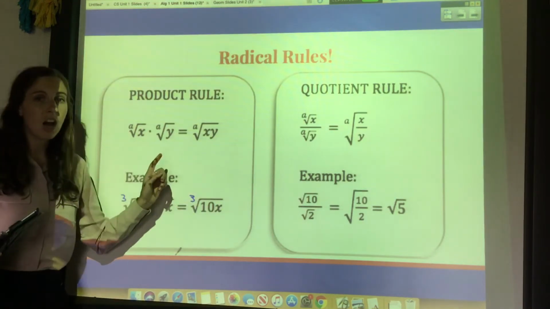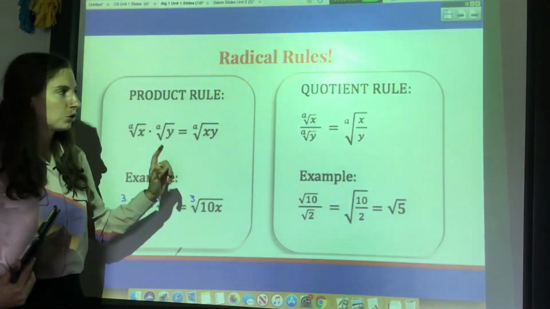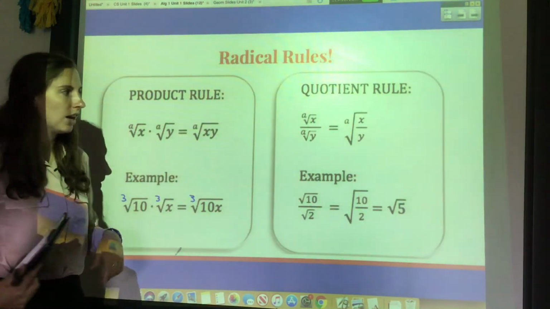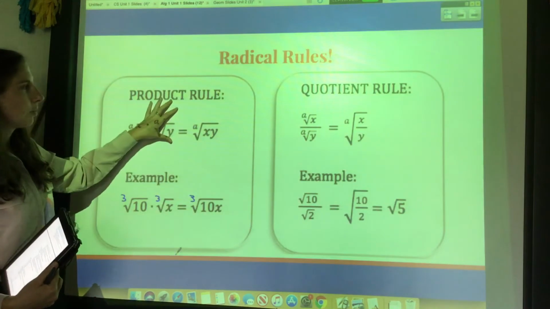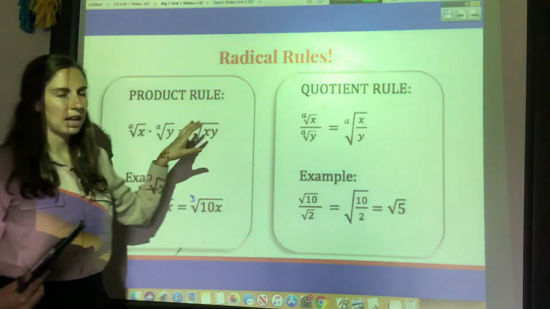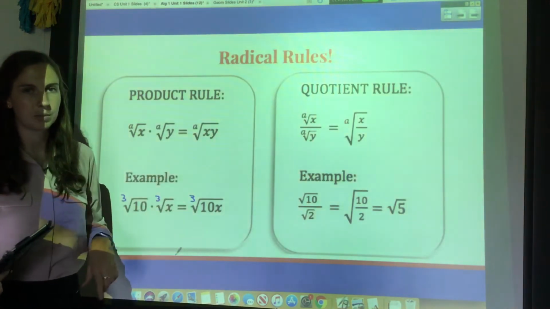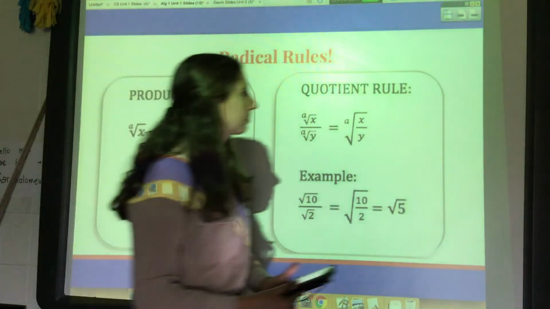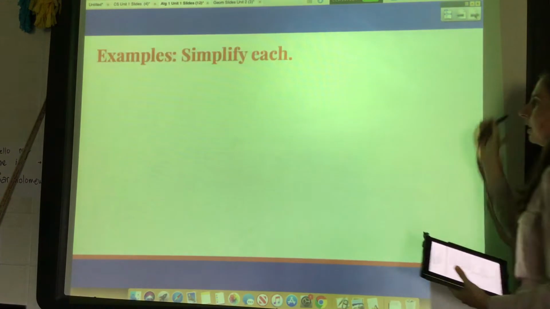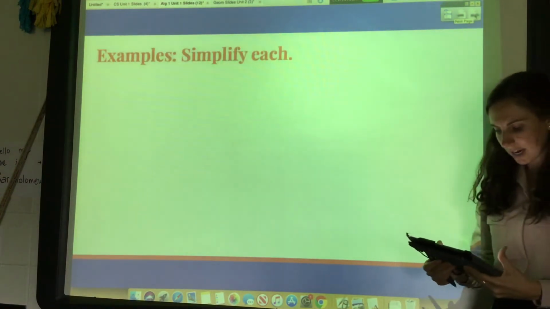Also, this does not work for addition or subtraction. We'll talk about those later on, but this only works for products and quotients, multiplying and dividing. You can't split up adding, and you can't split up subtracting in this way. So let's go through a few examples.